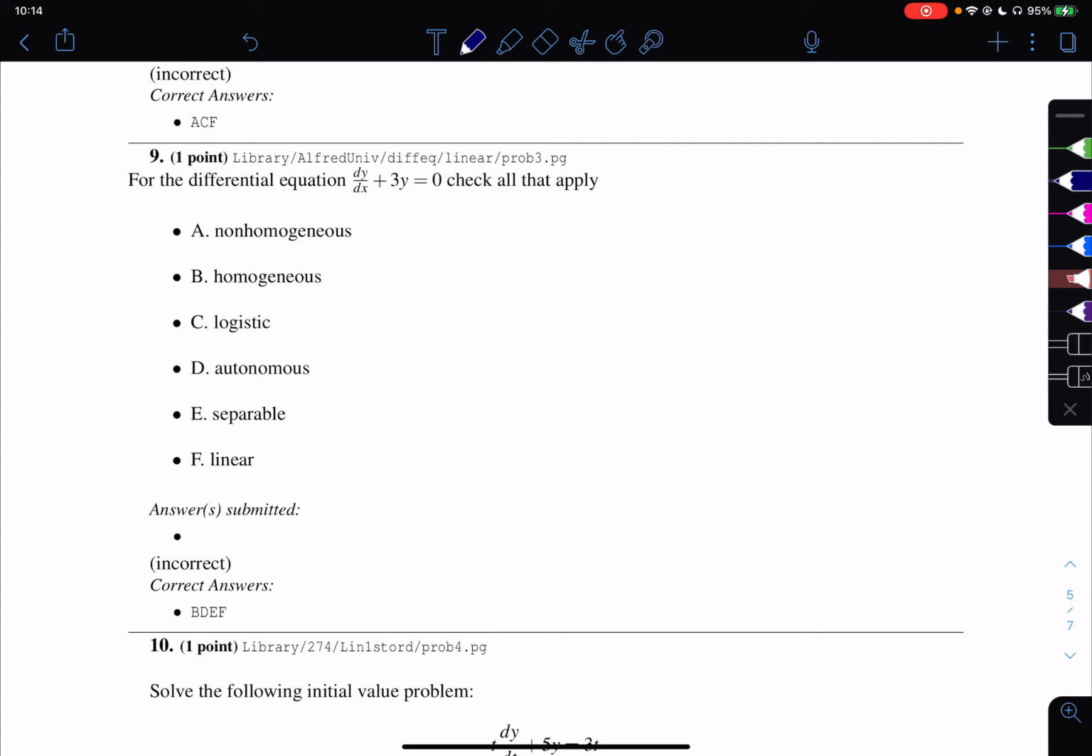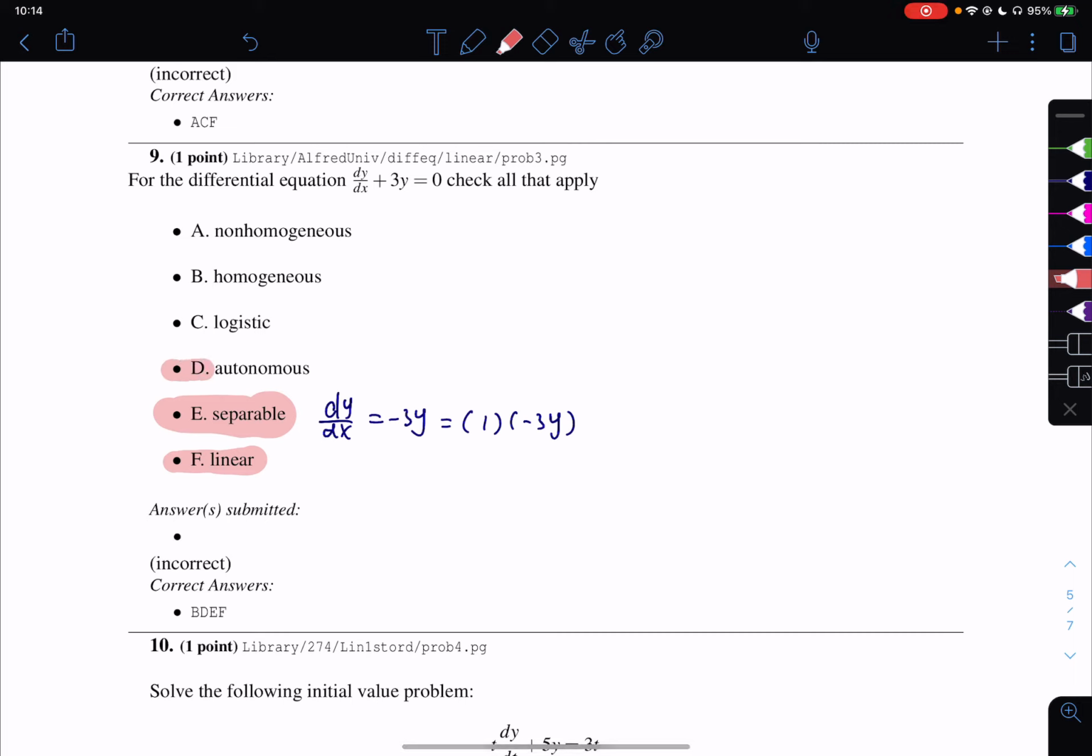everything that applies to this particular classification of the differential equation. And well, it's relatively simple. First of all, it's linear, right? The second thing is it's separable because you end up with dy over dx, which is negative 3y, which can be classified as a multiplication between an x term and a y term. So this is clearly separable.